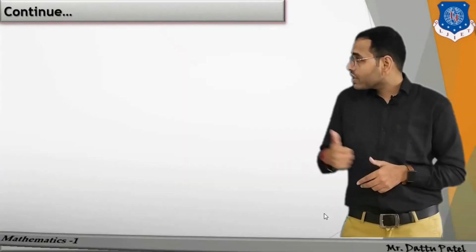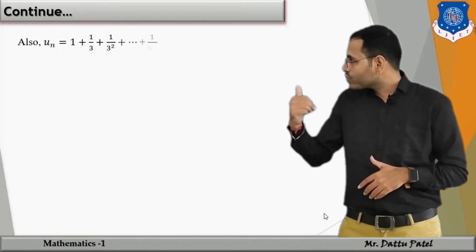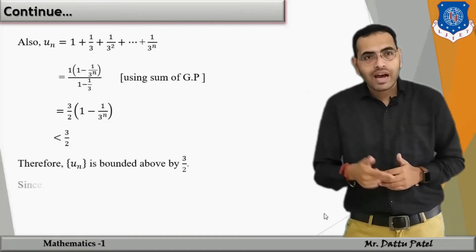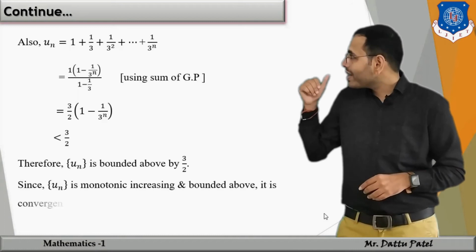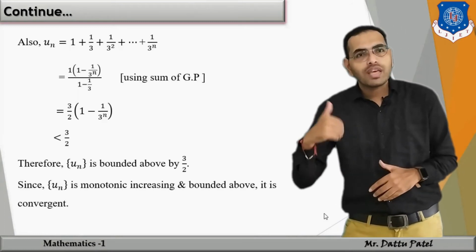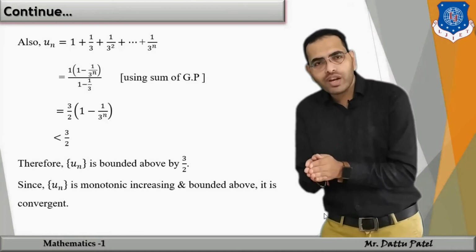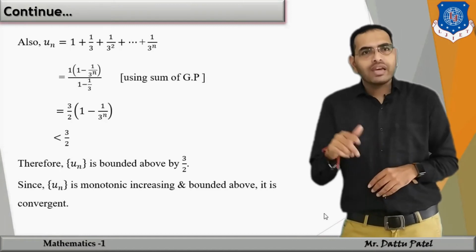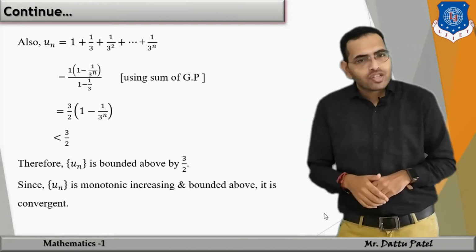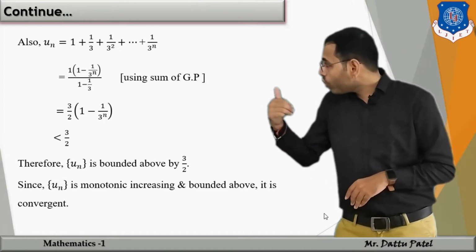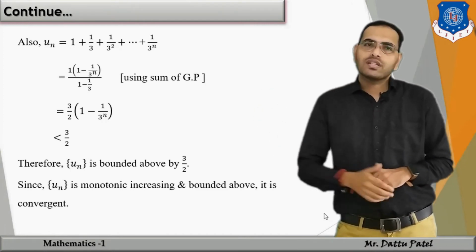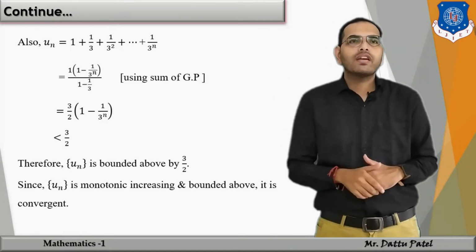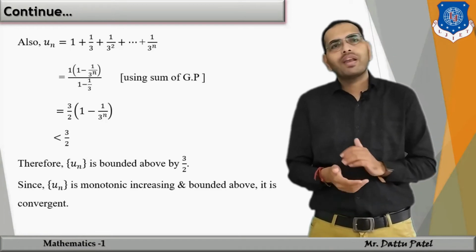Now here our sequence u(n) is equal to 1 plus 1 by 3 plus 1 by 3 square and so on. This sequence is of the form 1 plus r plus r square plus r cube and so on. With the help of the sum of a geometric progression, if r is less than 1, then we have the formula a times (1 minus r raised to n) upon (1 minus r), which we already studied in an earlier standard. Now substituting r as 1 by 3, we get 1 times (1 minus 1 by 3 raised to n) upon (1 minus 1 by 3).